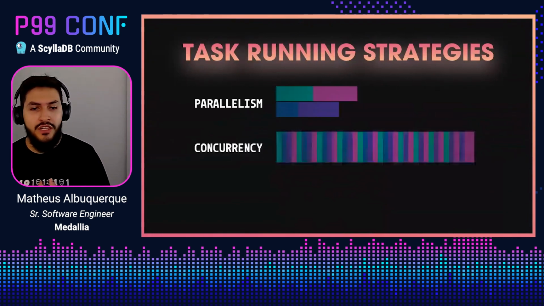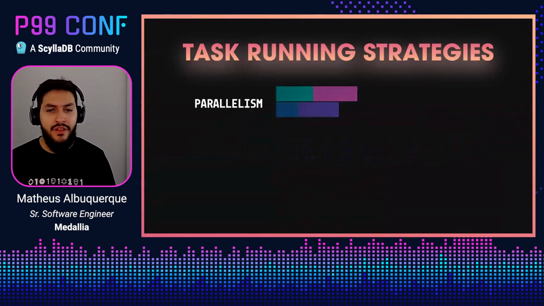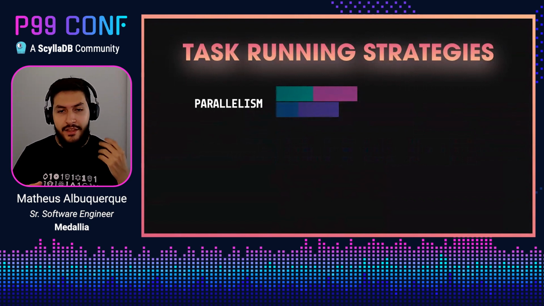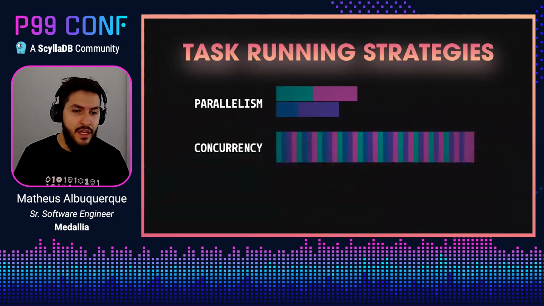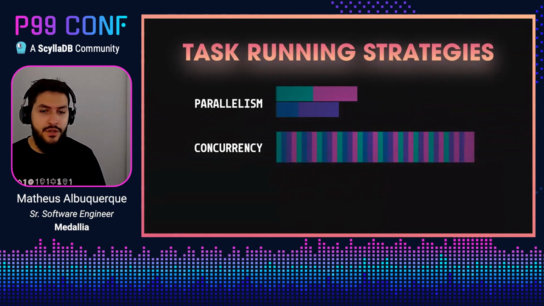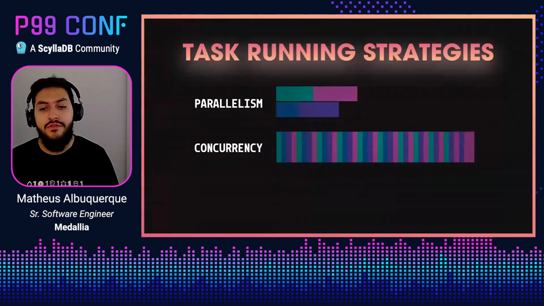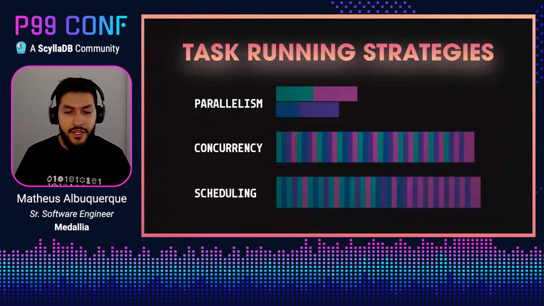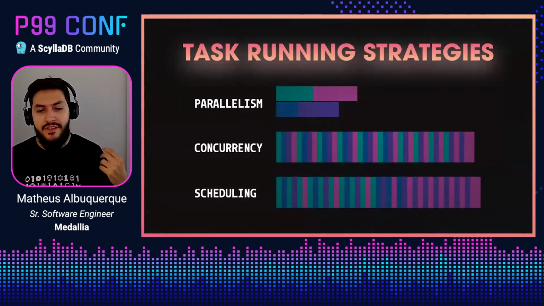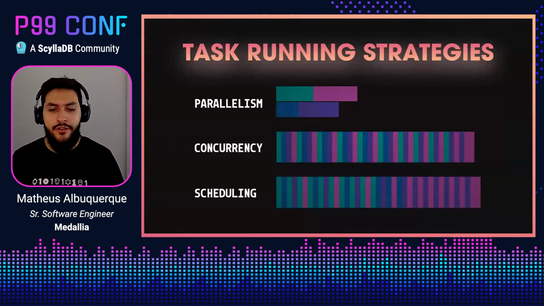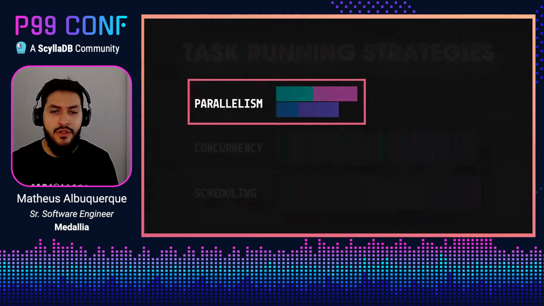So we can go with parallelism, where we would have multiple threads, and we would have multiple tasks running in separate CPU cores. We could talk about concurrency, where we would have just a single thread, but we quickly switch between tasks so that they feel instantaneous for the users. And we can talk about scheduling. That is when we have this concurrency model, but we have a scheduler that is assigning different priorities to different tasks. So let's start with parallelism.